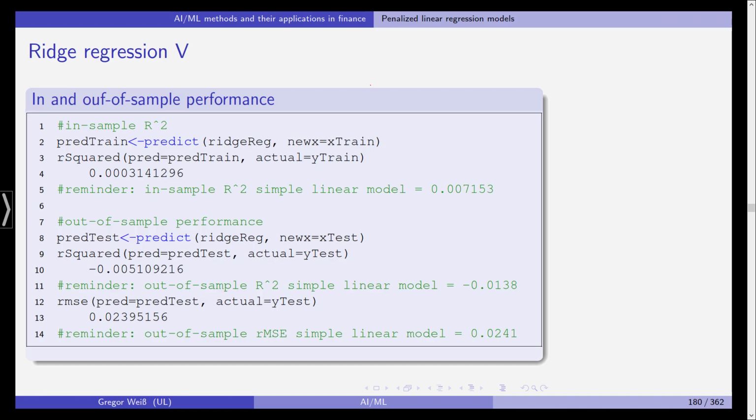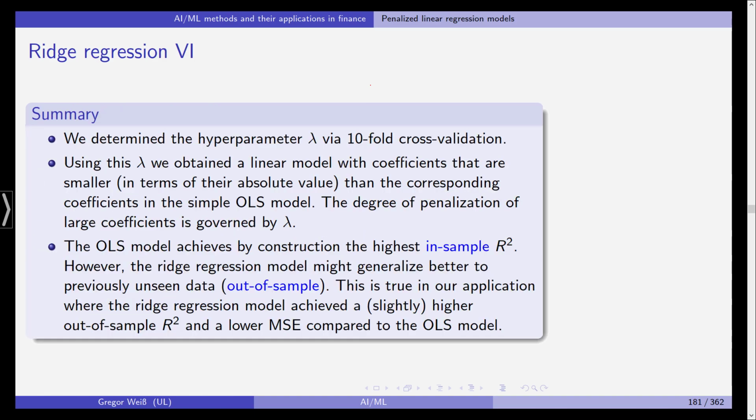For the out-of-sample performance, we again predict using ridge regression now, and look at the R squared, it's minus 0.005 in comparison to minus 0.0138. So it's slightly better. Actually, the out-of-sample performance is slightly better when looking at the R squared, and it's also better when looking at the MSE. So this is one finding. So we use tenfold cross-validation to determine the hyperparameter lambda.